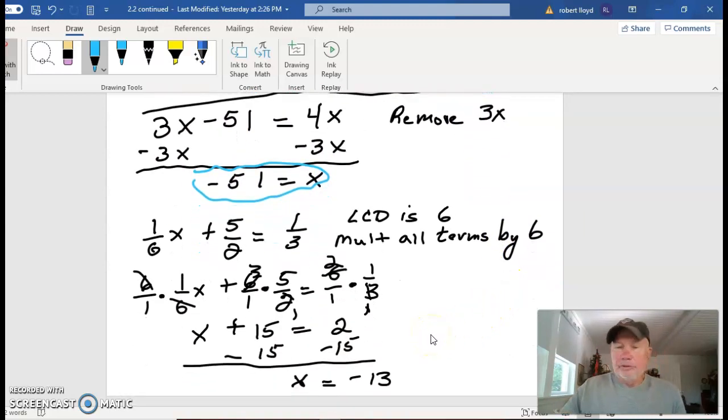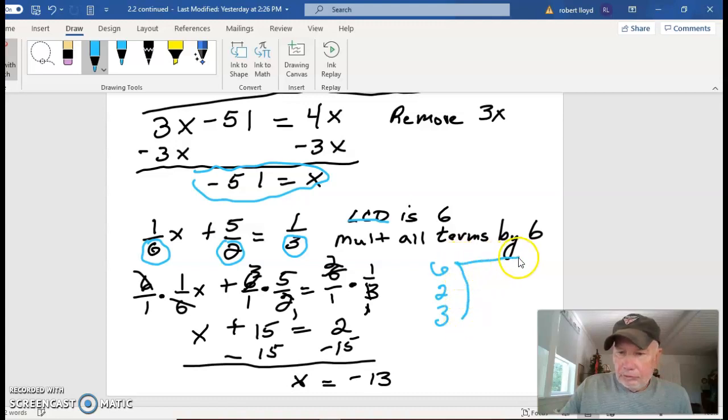I want to do a fair amount of these with fractions because that's where a lot of people have trouble. 1/6x plus 5/2 equals 1/3. So now we have three different denominators here, and we need to find the least common denominator for them. In this case, it's 6. In other words, of the three denominators, 6, 2, and 3, they will all divide into 6, the smallest number.